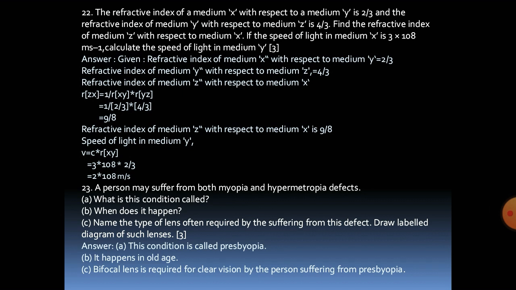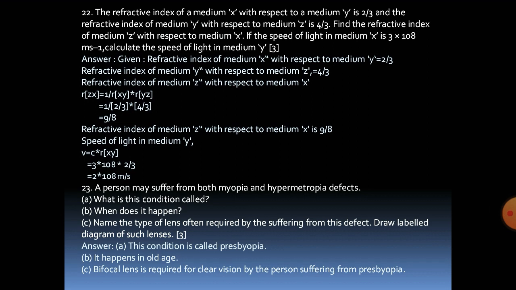On comparing the refractive index of medium x with y and y with z, we can easily calculate the refractive index of medium z with respect to medium x, which comes out to be 9 by 8. Once you calculate that, you can easily calculate the speed of light in medium y using the formula v, the speed of light in medium y, equal to c, the speed of light in vacuum, into refractive index of x with respect to y, which comes out to be 2 into 10 raised to power 8 meter per second.